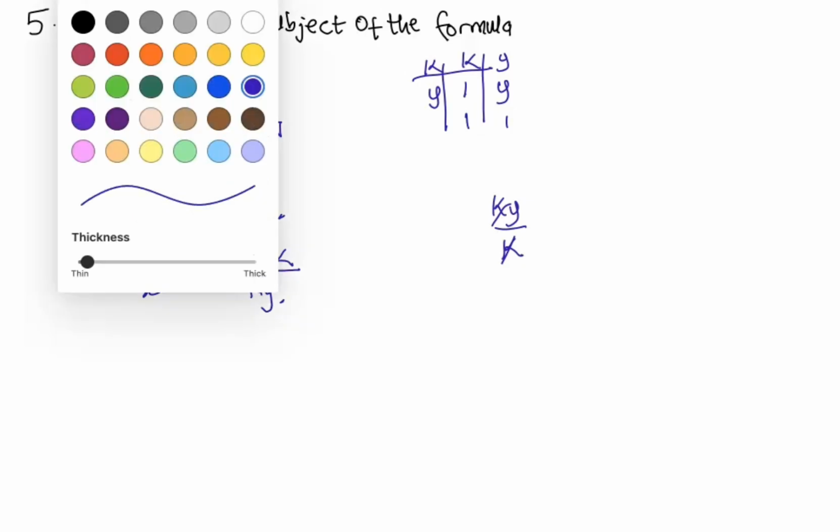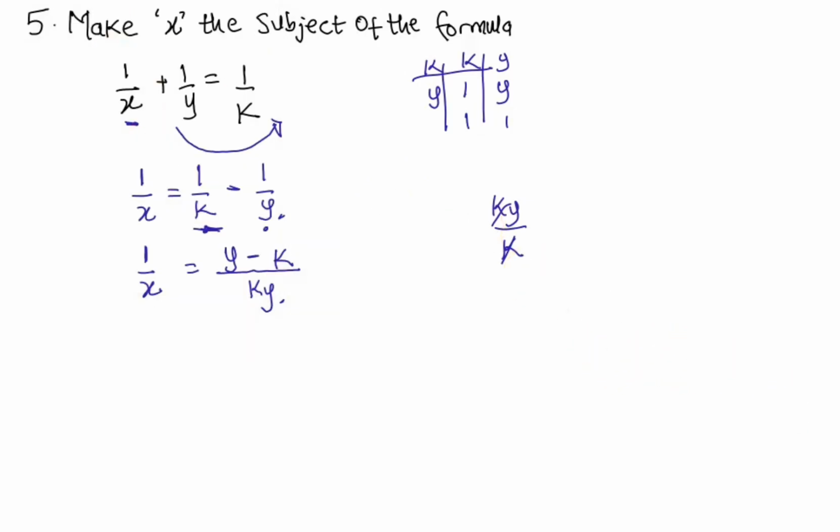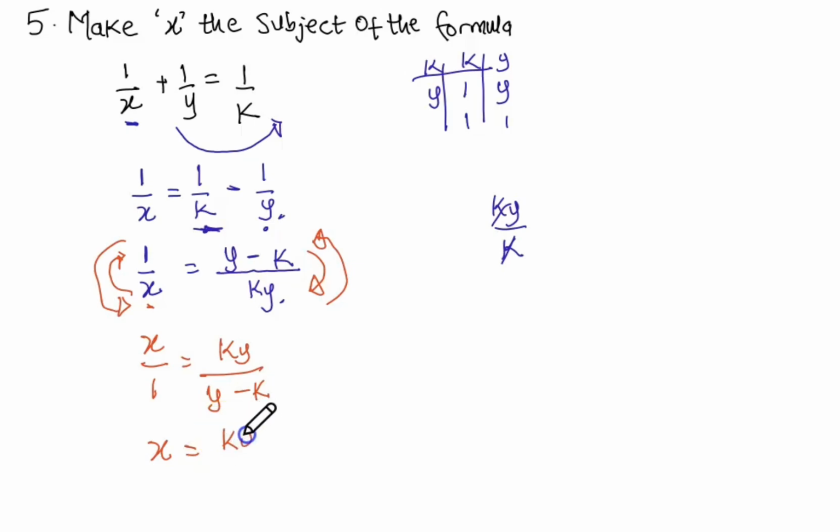So what are we going to do? I will just show you a simple trick. When you get to this point, and whatever you want to solve for is in the formula, just simply flip the above equation. So flip this. Remember, what you do to one side, do it to the other side of the equation, so you're also going to flip this side. So this is going to be x over 1 is equal to ky over y minus k. Finally, x over 1 is the same thing as x. So that will give us ky over y minus k. So this is the final answer to this question.